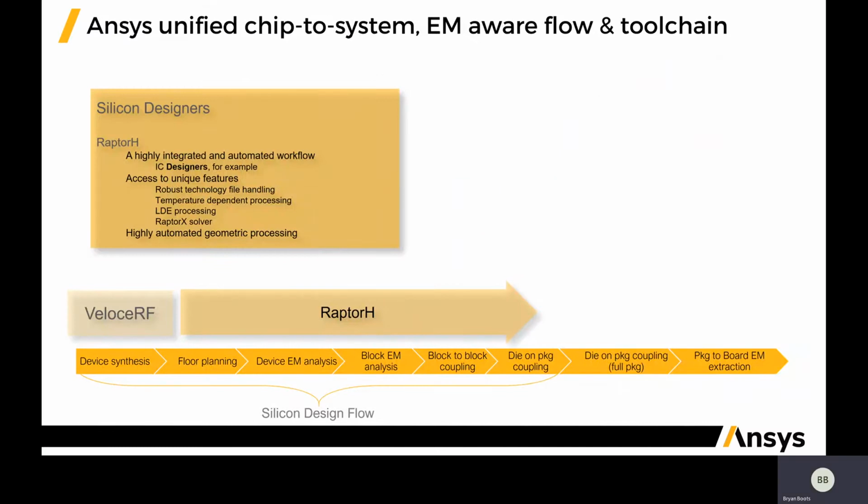So when we talk about a unified chip-to-system workflow and toolchain, it really comes on the heels of an acquisition that Ansys made just over 12 months ago and the integration of HFSS into that platform. And that's what we're calling RaptorH. So RaptorH spans in the Helix Central platform from floor planning all the way up to block-to-block coupling and even perhaps that first layer of package to die interaction.